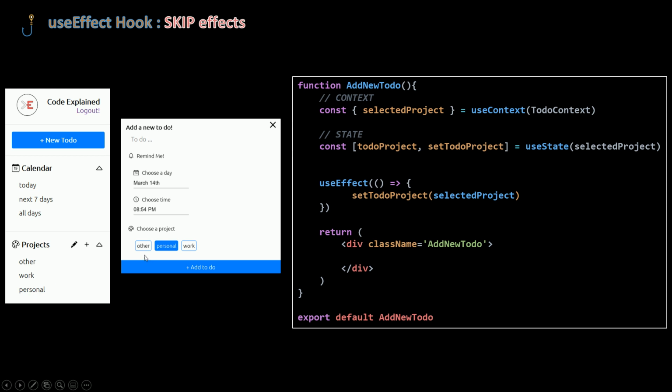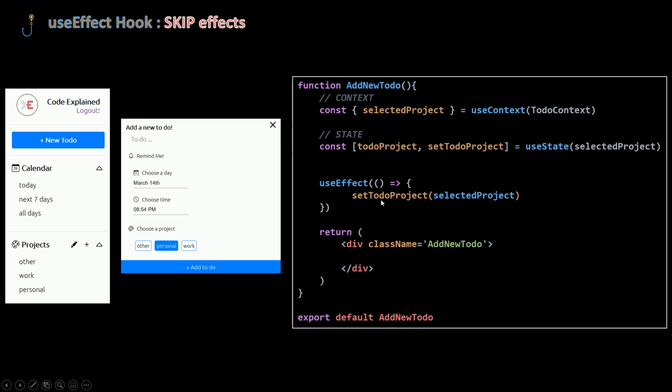This means that when I click on other, I actually select other, but when the re-render finishes, my useEffect will set that back to personal. So I hope you get that. Now to fix this issue, I need to skip effects. What do I mean? I just don't want to do this anymore unless the selected project has changed.